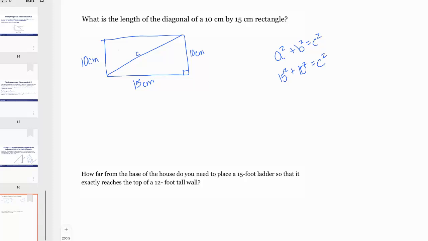15 squared is 225. 10 squared is 100. So this is 325 is equal to c squared. And then we're going to take the square root. So we're going to get about 18.03, and that would be in centimeters. So a little over 18 centimeters.